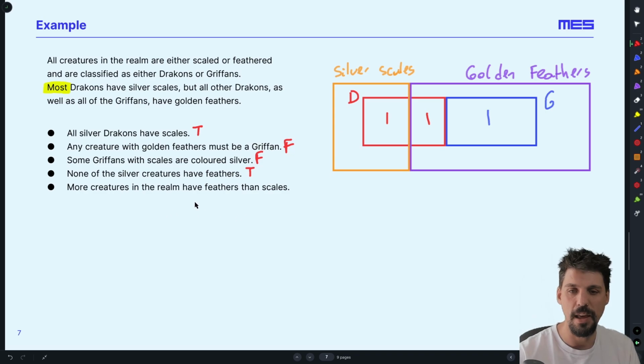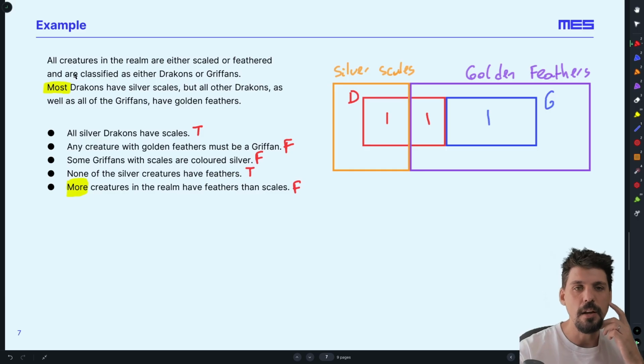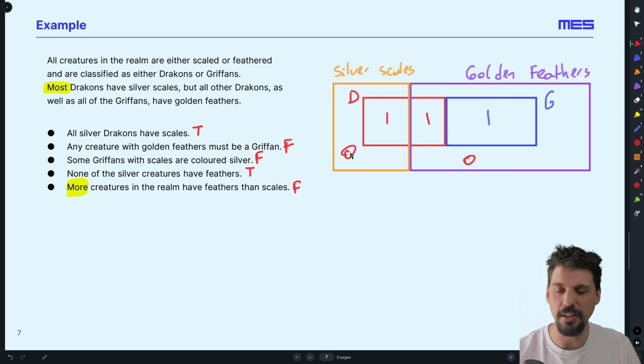And more creatures in the realm have feathers than scales. And again, we've got this word here, more. We have no idea. So that is false. And we do know that any creatures in the realm are either scaled or feathers. Okay, and all are classified as dracons or griffins. So I could actually say that there is nothing outside here. In fact, I could have not drawn them in, but it makes the picture and the colors a little bit awful. But we do actually know that there are no creatures that are not dracons or griffins. All right, so none of them are out there. So that's how we would approach this question.